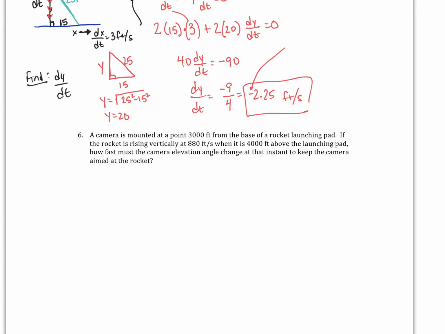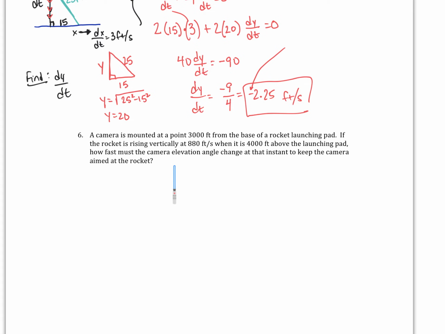Okay, now we've got a camera mounted at a point 3,000 feet from the base of a rocket launching pad. If the rocket is rising vertically at 880 feet per second, dy/dt, when it is 4,000 feet above the launching pad, there's my y, how fast must the camera elevation angle change at that instant to keep the camera aimed at the rocket?